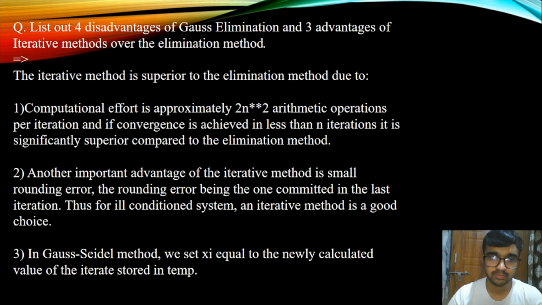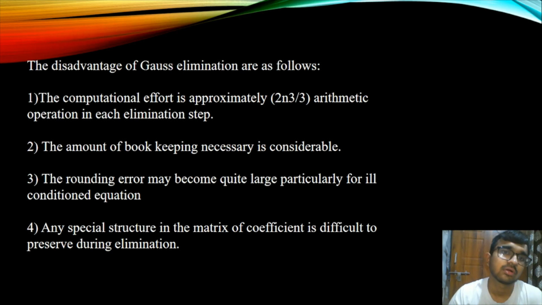Next, another important advantage of the iterative method is small rounding error, the rounding error being the one committed in the last iteration. Thus for an ill-conditioned system, an iterative method is a good choice. And the last main advantage is that in the Gauss-Seidel method we set xi equal to the newly calculated value of the iterate stored in temp. So these are the advantages of iterative methods.